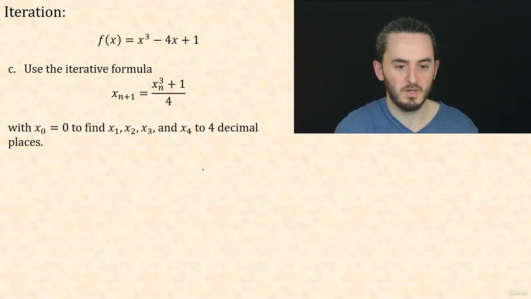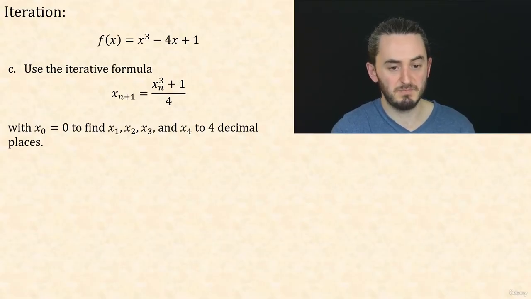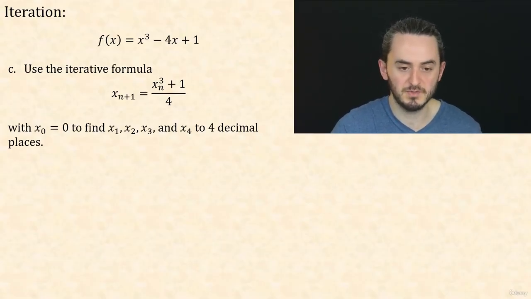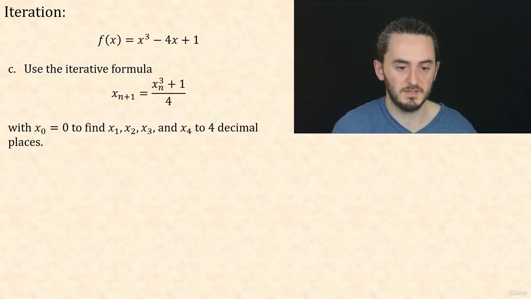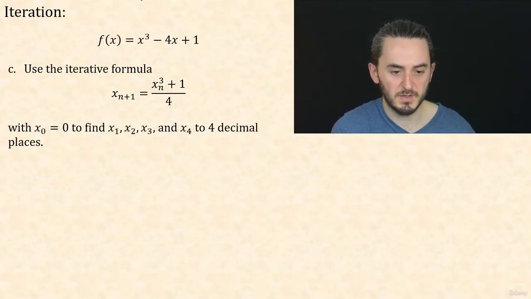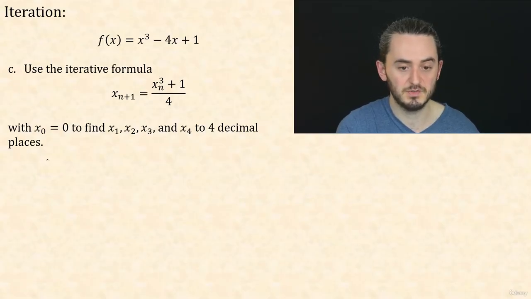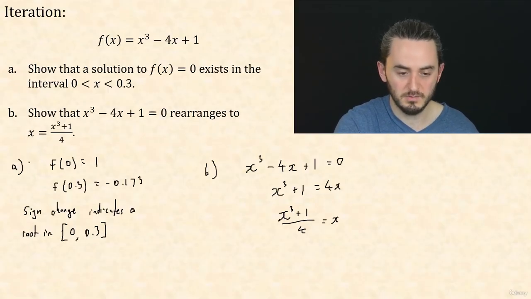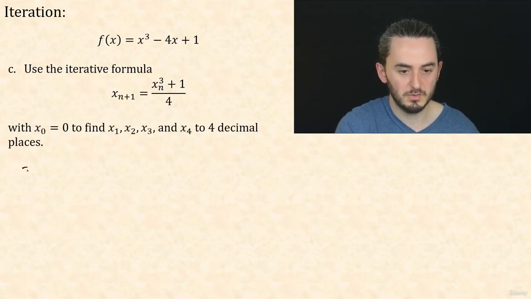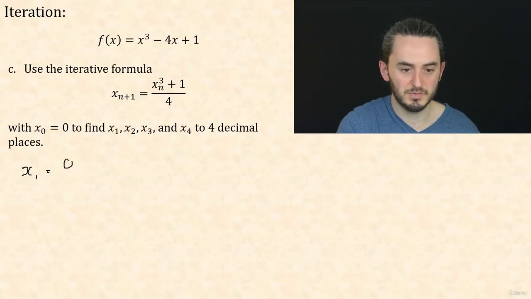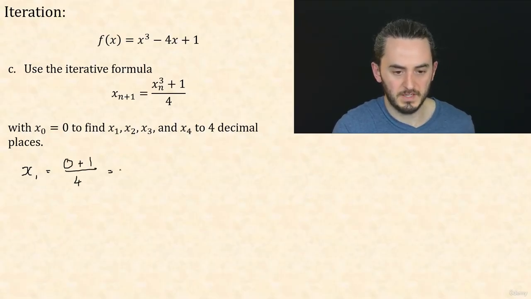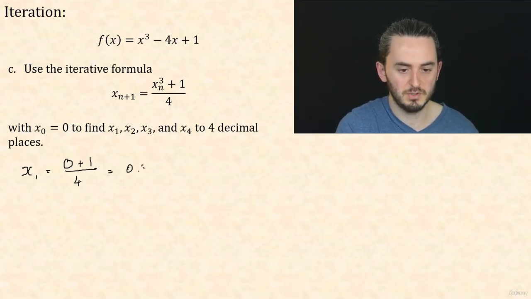Part C, use the iterative formula. And that's basically just the rearrangement we got, just with some x sub n plus 1s and x sub n's in there. And they've told us what x0 is, and we need to figure out what the next few terms are. And these should be better and better approximations to the solution, which, by the way, we know exists between 0 and 0.3. So x1 is (x0, which was 0, plus 1) over 4. That is 1/4, or 0.25.